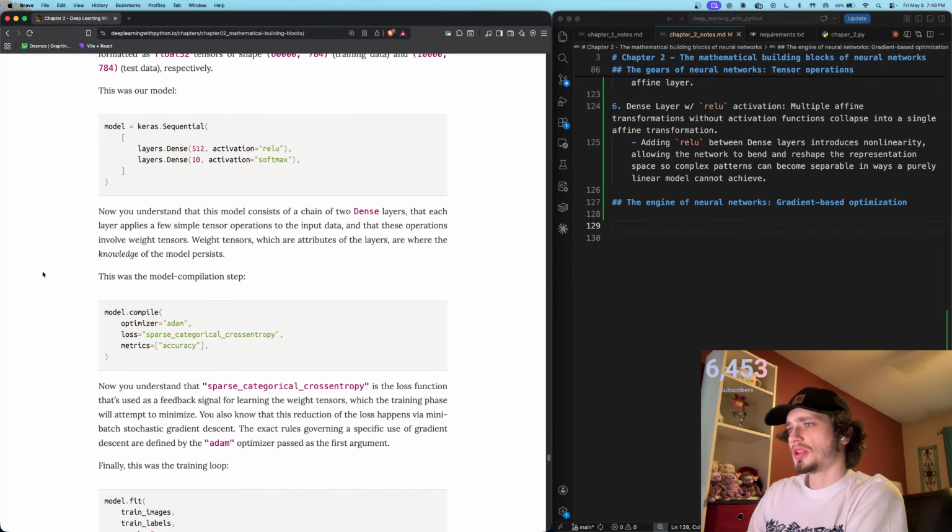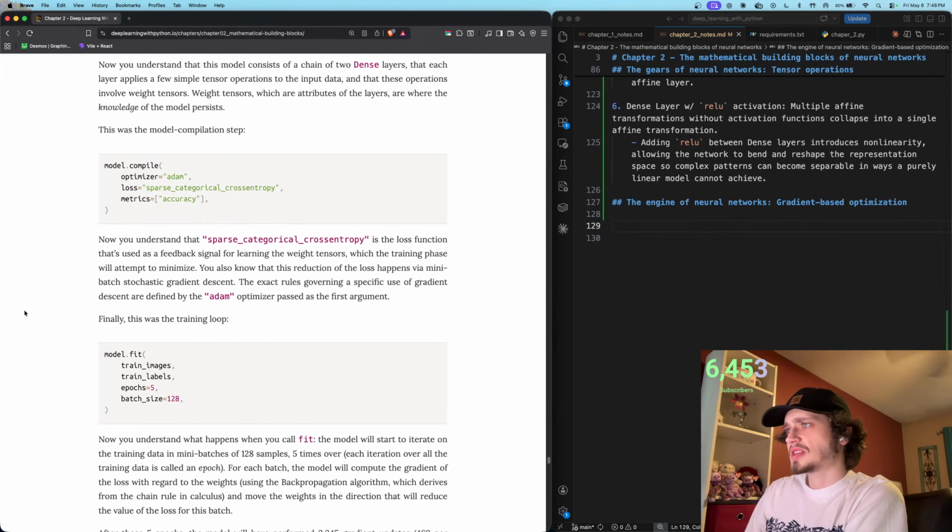This was the model compilation step. Now you understand that sparse categorical cross entropy is the loss function that's used as a feedback signal for learning the weight tensors, which the training phase will attempt to minimize. You also know that this reduction of loss happens via mini-batch stochastic gradient descent. The exact rules governing a specific use of gradient descent are defined by the Adam optimizer passed as the first argument. Finally, this was the training loop.